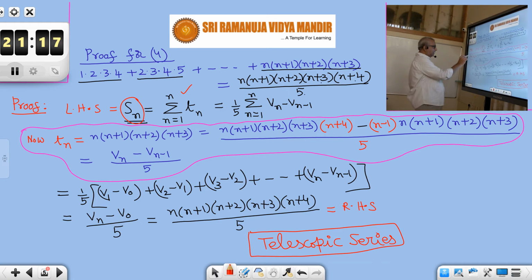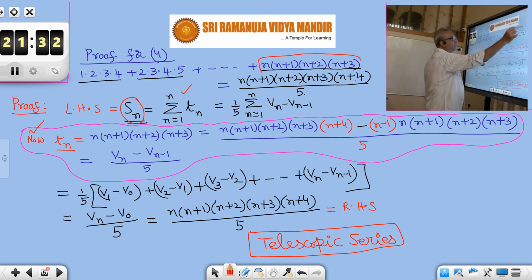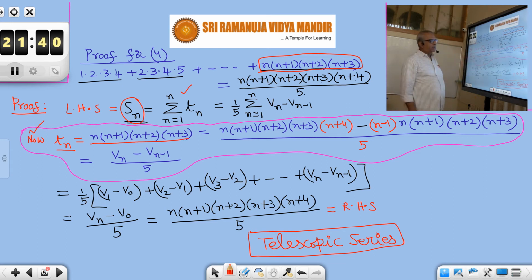Let us find separately in this cloud. I call it cloud, it is looking like a cloud. So, in this cloud, let us calculate what is Tn. Here, this is our Tn, nth term. So, I have taken n into n plus 1 into n plus 2 into n plus 3. Here I am using one step forward, one step backward method.